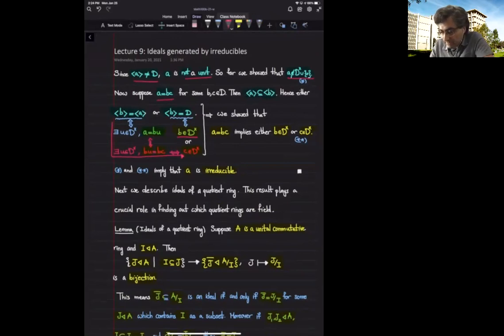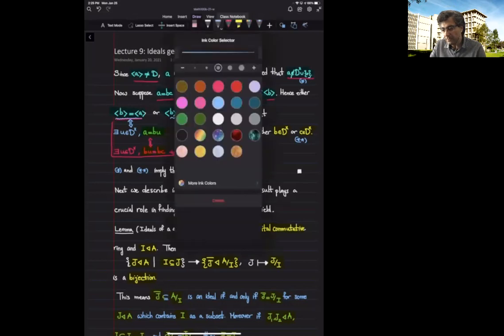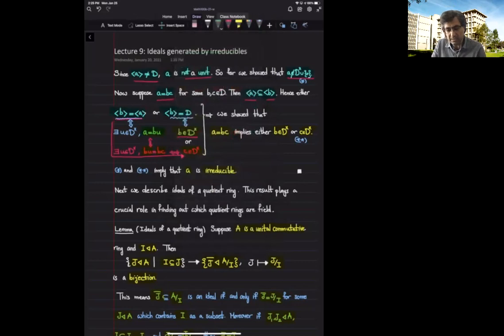I do know that this implies the ideal generated by A is a subset of the ideal generated by B, because A is a multiple of B. But then by maximality of the ideal generated by A among principal proper ideals, we deduce the ideal generated by B is either the ideal generated by A or the entire ring. If the ideal generated by B is the same as the ideal generated by A, then we deduce that they are unit multiples of each other. So A is B times U for some unit U.